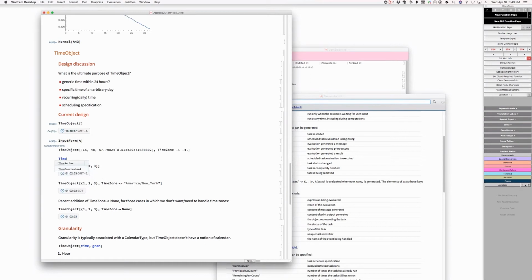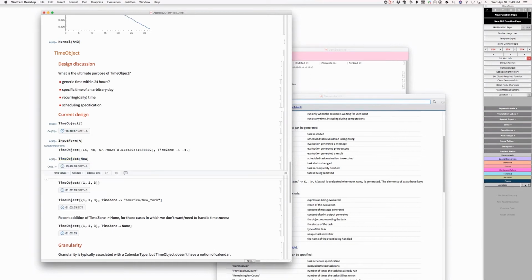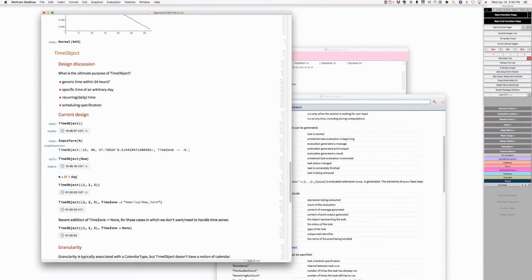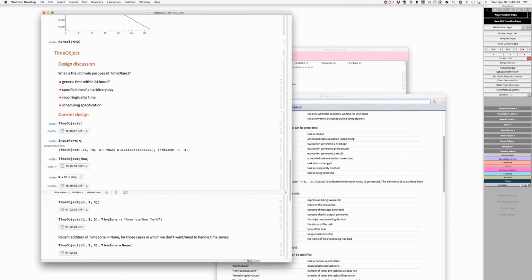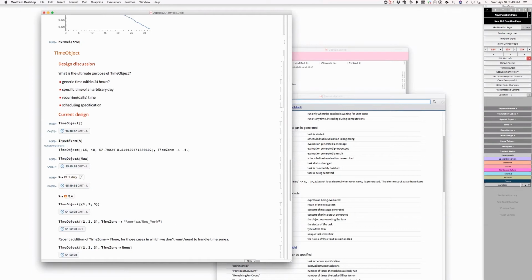So if I say time object of now, that'll do the same thing. Okay. So if I were to add a day to this time object, time object plus 1 day, because we preserve the head, it basically remains unchanged. If you add half of a day or something to it, it will change the offset. But if you add anything in a multiple of 24 hours, it will not end up changing.